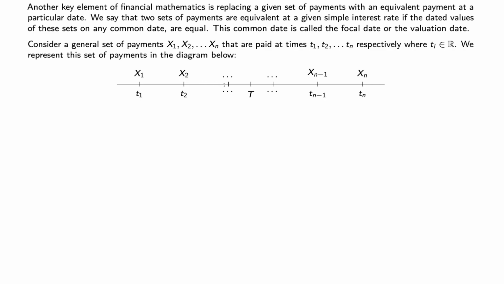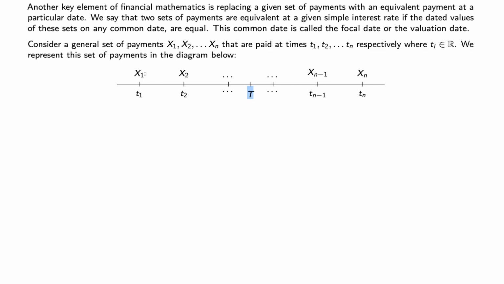Now, in other words, what we're going to do, in some sense, is to find the value of these payments. We're effectively going to treat them as individual payments first. We're going to accumulate them or discount them, depending on whether they occur in the future or in the past. We're going to bring them to a value at time t, and then we're going to sum them together.